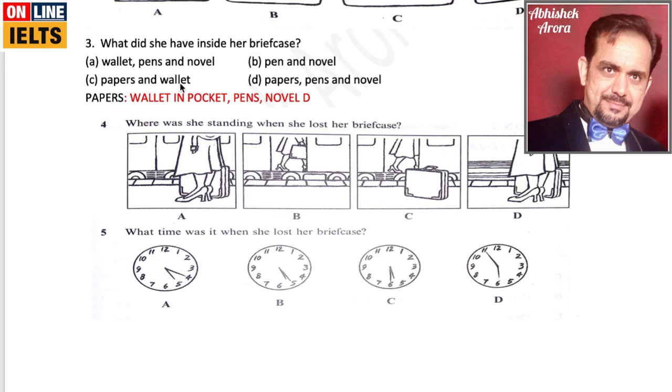Papers and wallet, and this one says papers, pens and novels. So D is the correct option. She talked about that I had a few pens I bought for my birthday, and I was carrying a novel also which I wanted to read during my train journey. So the correct answer is D, papers, pens and novel.